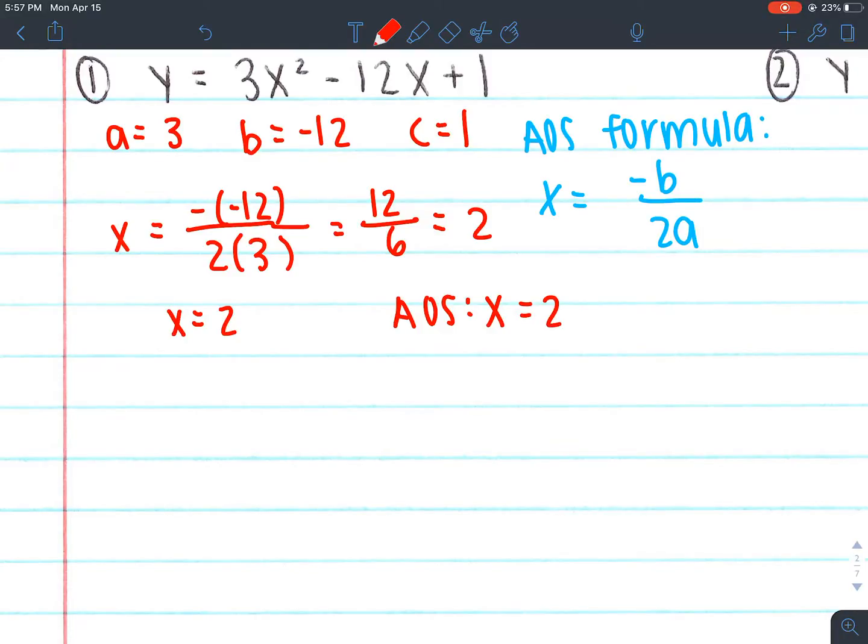Now, knowing that my axis of symmetry goes through my vertex, I already know that my vertex will have the same x value. So I know it's going to be 2 comma something. I don't know the y value part yet. So now I'm going to find that part out.